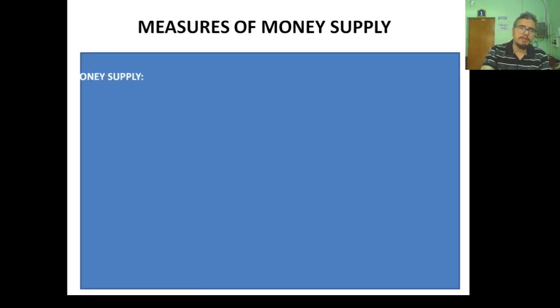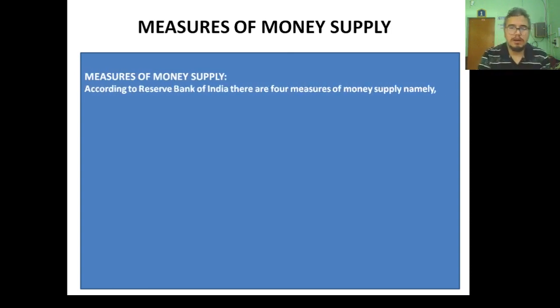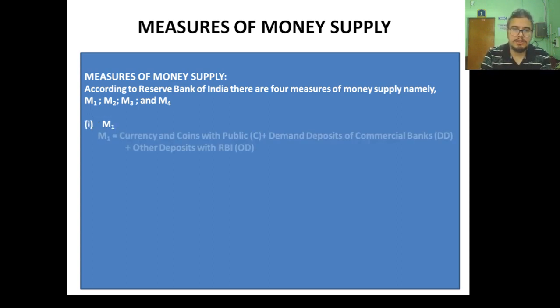According to RBI, that is the central bank of our country, India, according to the Reserve Bank of India, or RBI in short, there are 4 measures of money supply, namely M1, M2, M3 and M4. So what does M1 mean? Let us see what M1 means. M1 comprises 3 things.